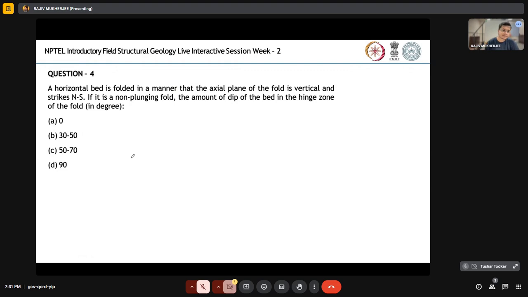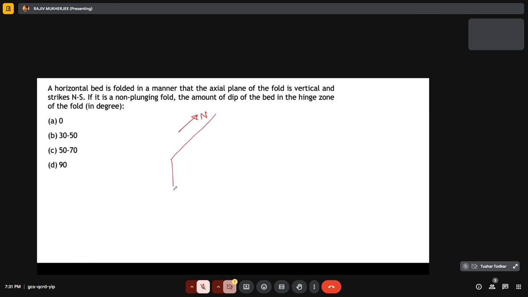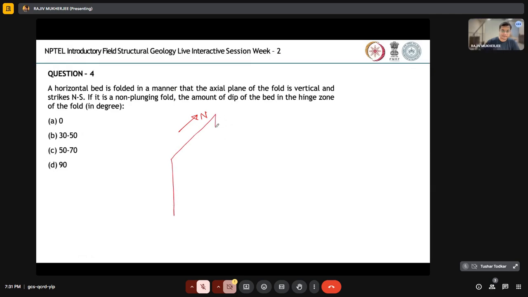Okay, so let us draw a fold first. We are assuming this is the north direction, right? And we have been told that the axial plane of the fold is vertical and strikes north south. So this has to be the axial plane like this, as it is vertical. So this is our axial plane.